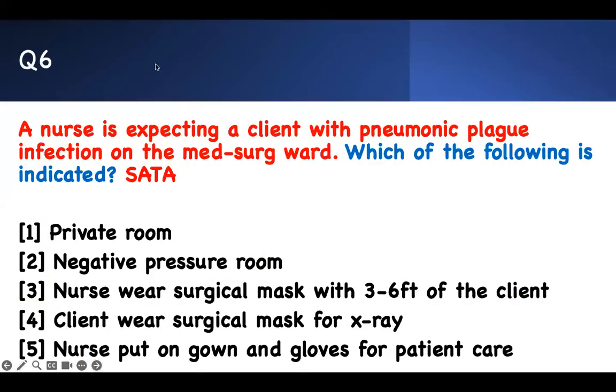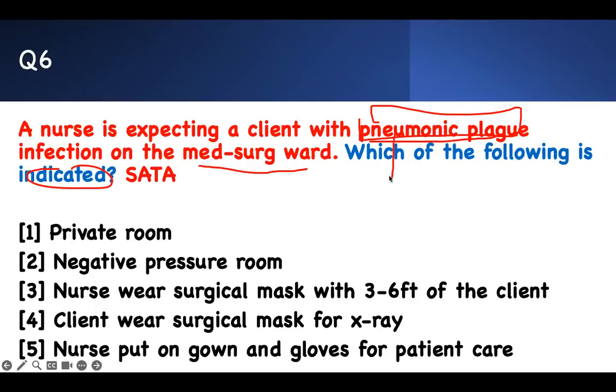Number 6. A nurse is suspecting a client with pneumonic plague infection on the med-surg unit. Which of the following is indicated? This is a select infectious disease question, so pay attention. You have to know what pneumonic plague is. That's all. If you know what it is, the rest is easy.